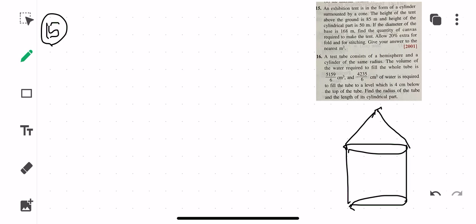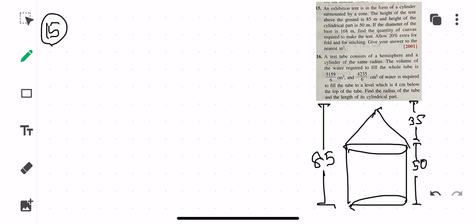Okay, the height of the tent above the ground is 85 meter and height of the cylindrical part is 50 meter. Okay, so this total they are saying this is 85 and height of this cylinder they are saying is 50. So it is understood, children, that what will be height of cone equal to? It will be equal to 35.